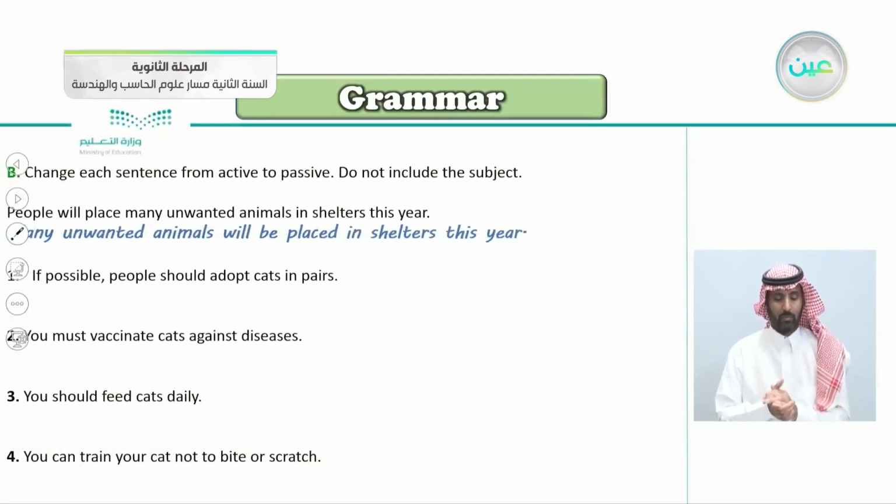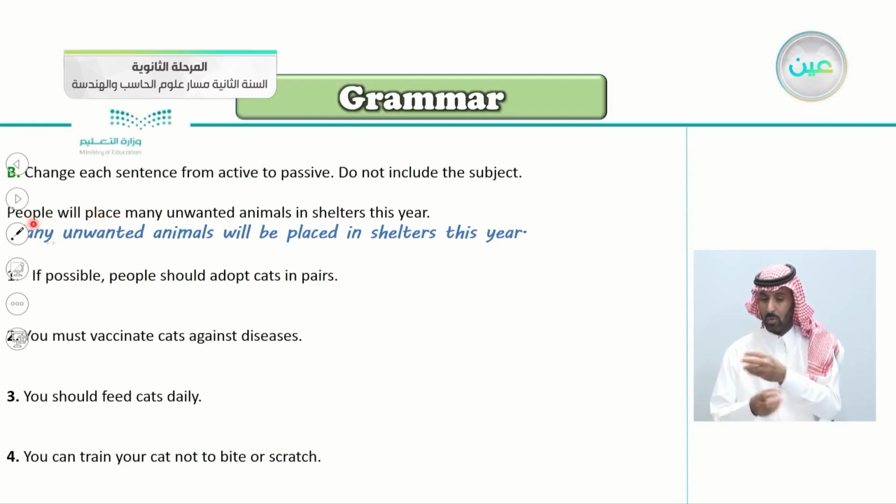So moving on to exercise B here. Change each sentence from active to passive. Don't include the subject. Don't write by something. People will place many unwanted animals in shelters this year. So begin with the object. People will place, this is the verb here, so this is the subject, people, will place many unwanted animals. So many unwanted animals will be placed in shelters this year.